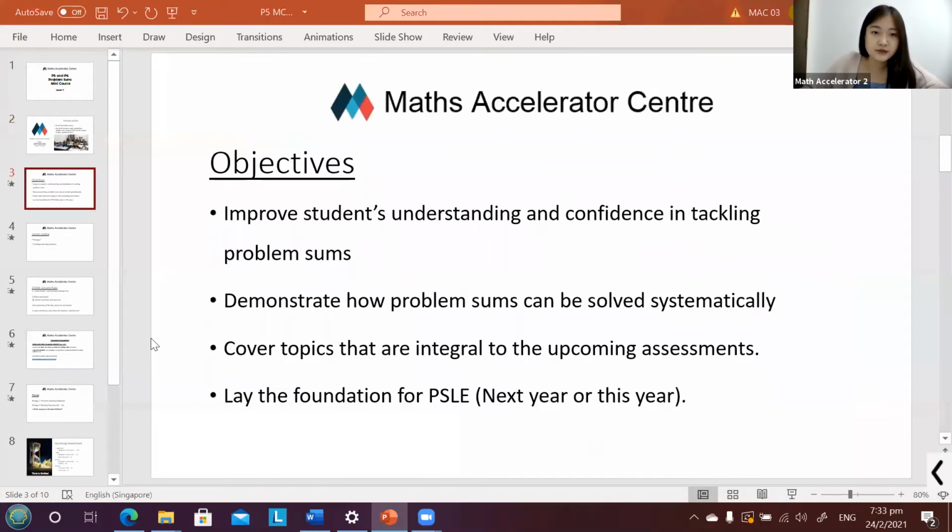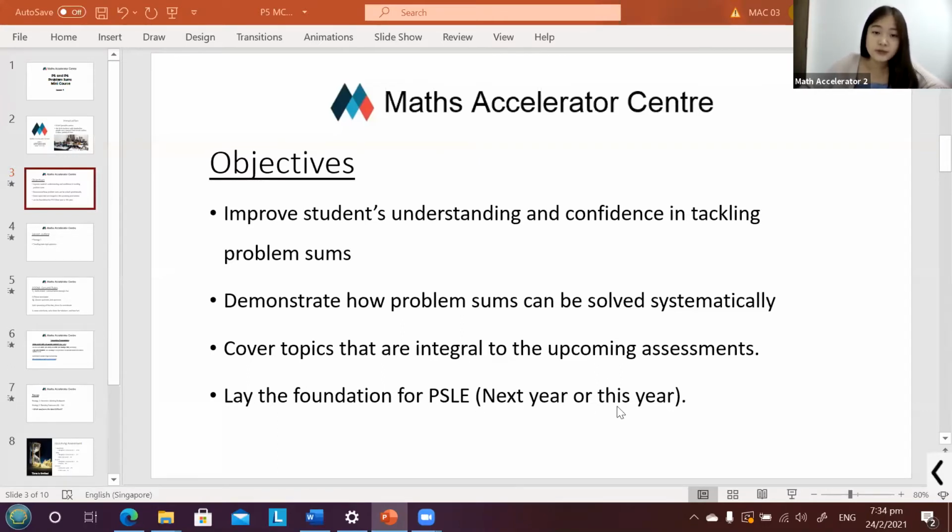So what's the objective of these lessons? We want to improve students' understanding and confidence in tackling problem sums. Most of the time when students are struggling in mathematics, it's usually because of the issue with problem sums. Maybe they're not able to identify the keywords, not sure what the strategies are, or even if they do know, they're not able to apply them. So this is to help you solve the problem sums systematically and show you how they can be solved within a few steps.